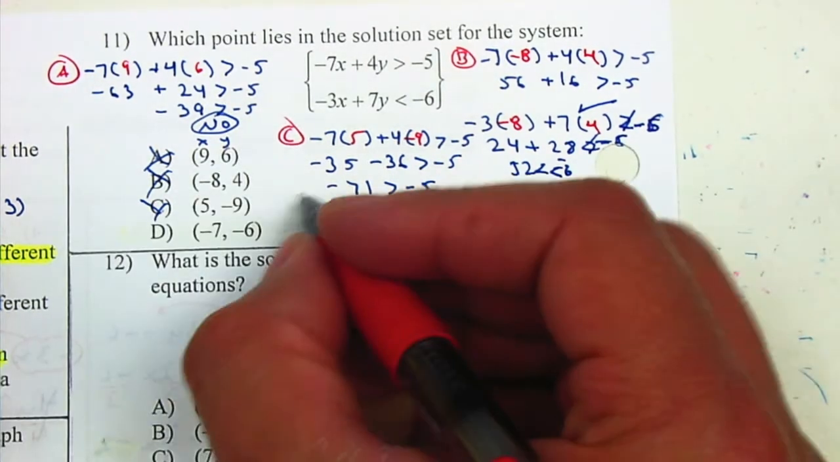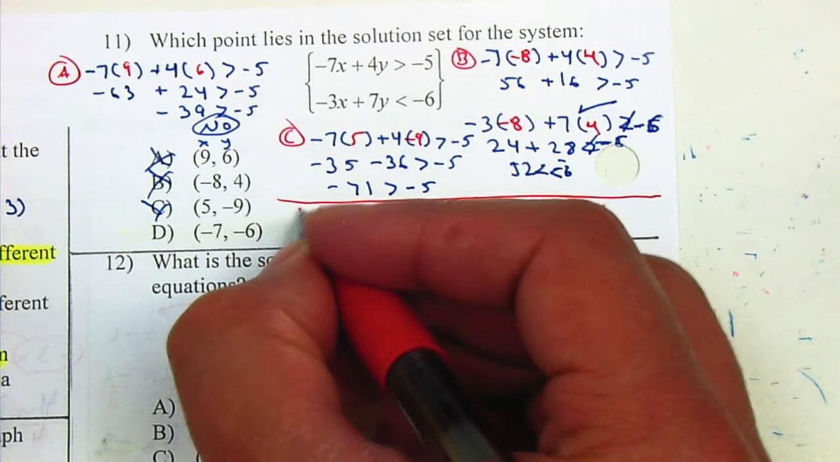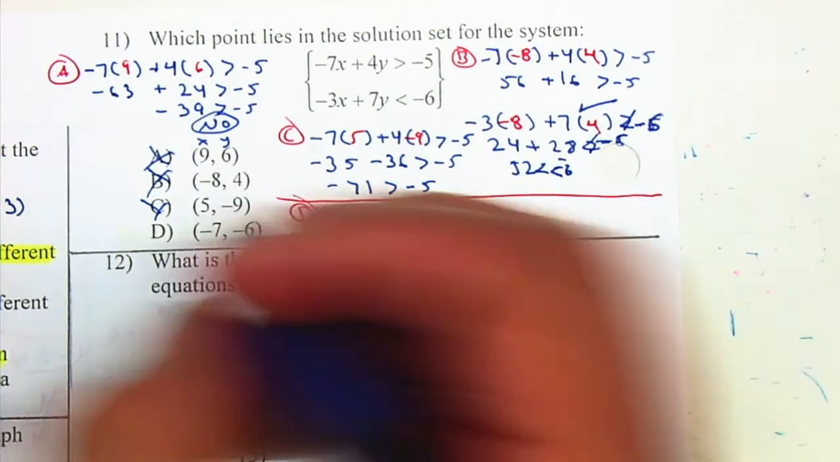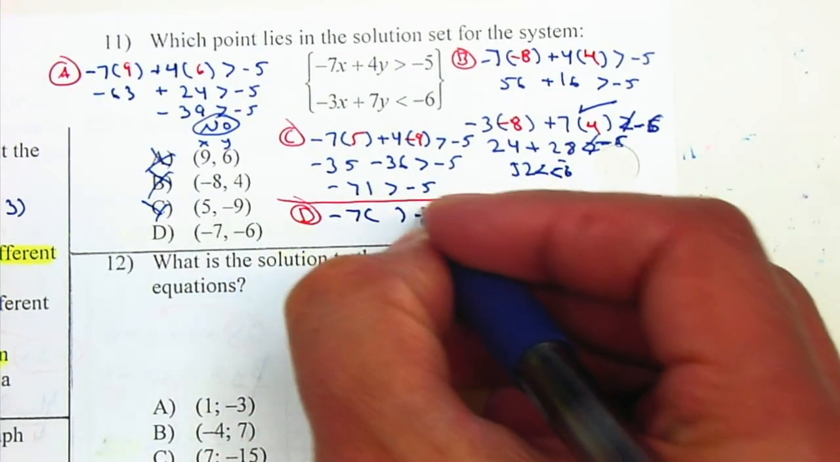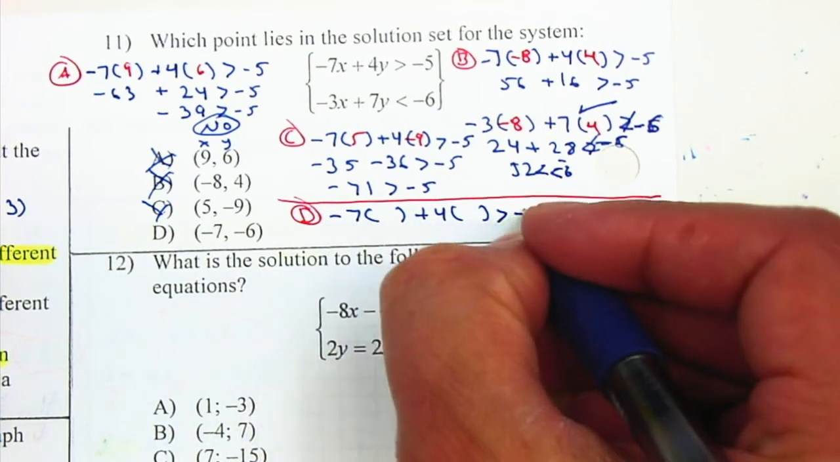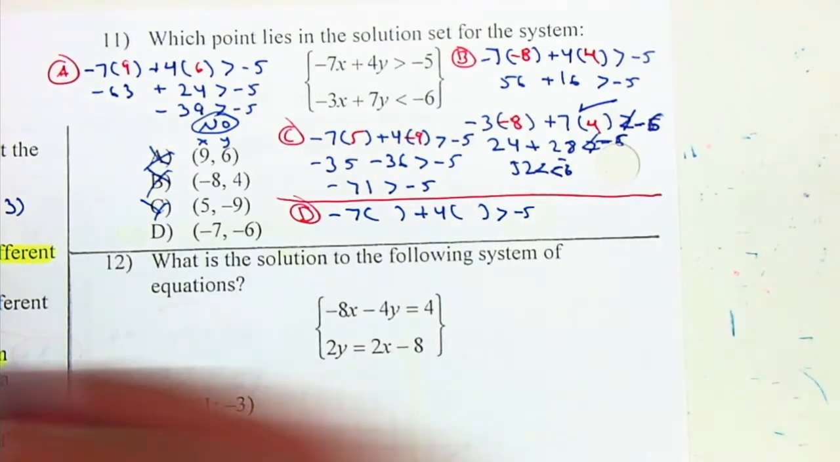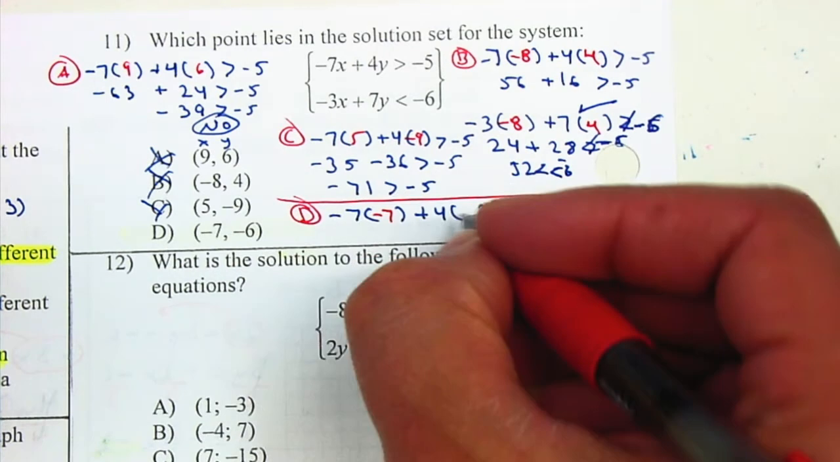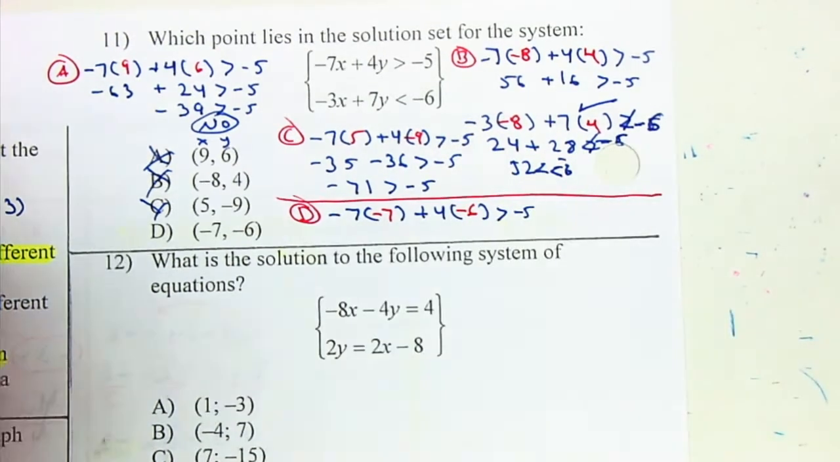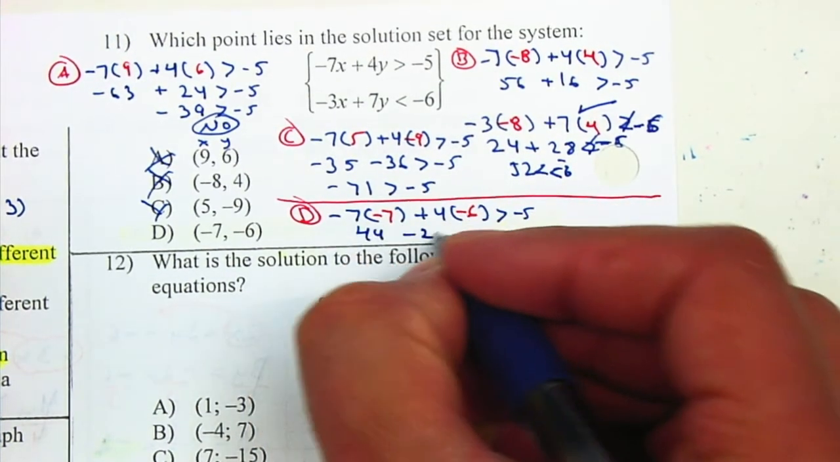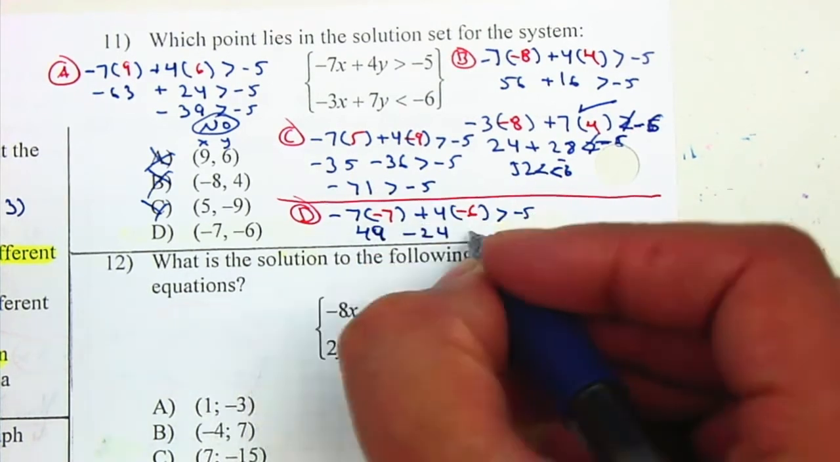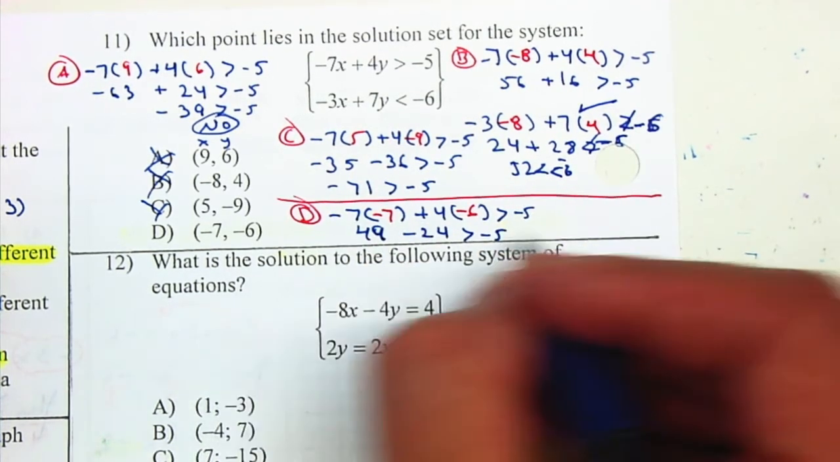Letter D. I have negative 7x plus 4y is greater than negative 5. Instead of the x, I'm going to plug in a negative 7. Instead of the y, I'm going to plug in a negative 6. So it's 49 minus 24 greater than negative 5? Yes.